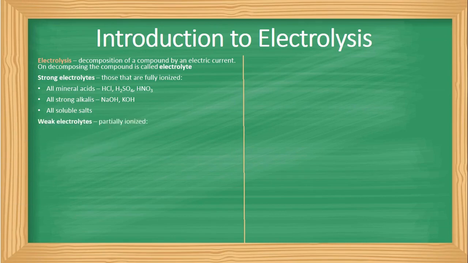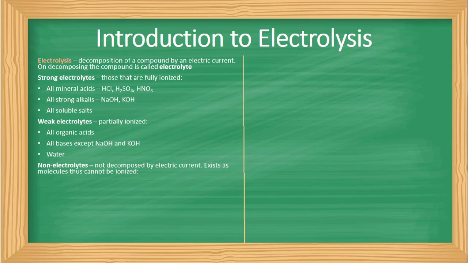Weak electrolytes, these are electrolytes that are partially ionized. Examples are all organic acids, all bases except sodium hydroxide and potassium hydroxide, and water.